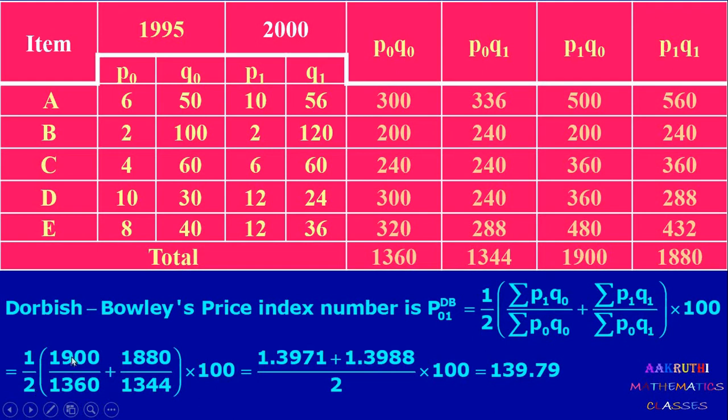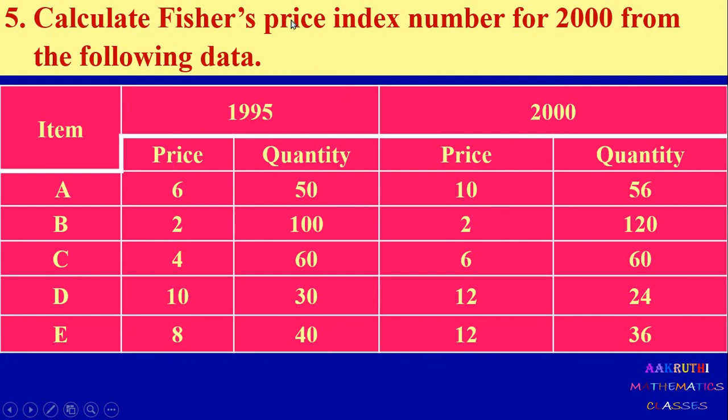Substitute all these values, we get 1 by 2 into 1900 divided by 1360 plus 1880 divided by 1344, into 100. First we calculate 1900 divided by 1360, it is 1.3971. Then we calculate 1880 divided by 1344, it is 1.3988. So it is 1.3971 plus 1.3988 divided by 2 into 100. So the answer is 139.79. So therefore here our Dawes-Bowles price index number is 139.79.